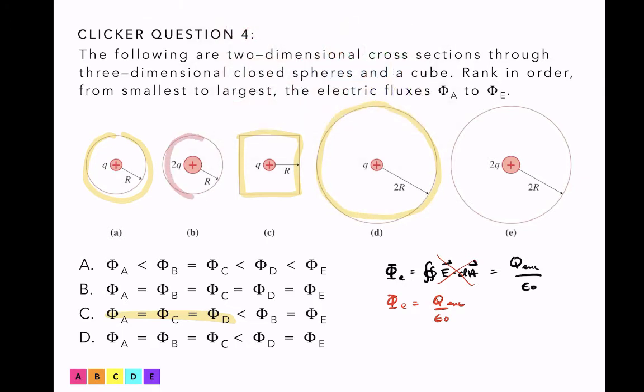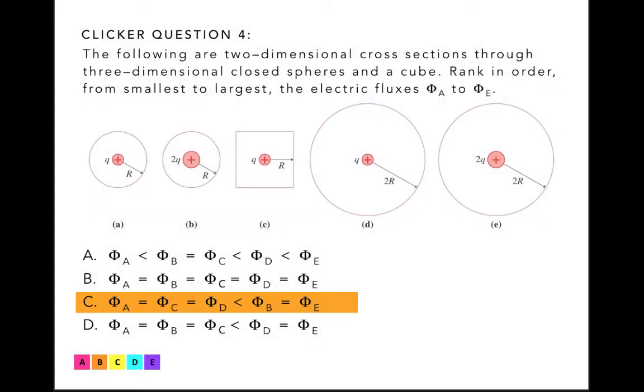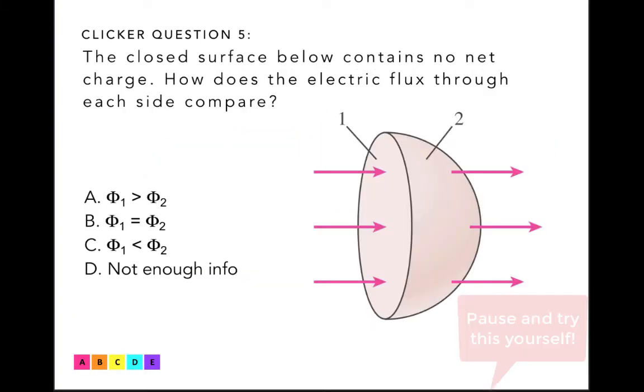And so the answer for this is going to be C, right? It only depends on the flux. If you have Q enclosed in your surface, you have one flux. If you have 2Q enclosed in your surface, you have the other one. Okay? And 2Q is obviously bigger than 1Q, so those are greater than all the Q fluxes. All right, let's try another one.